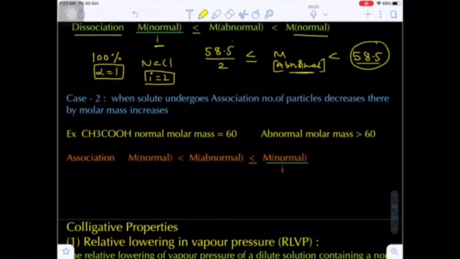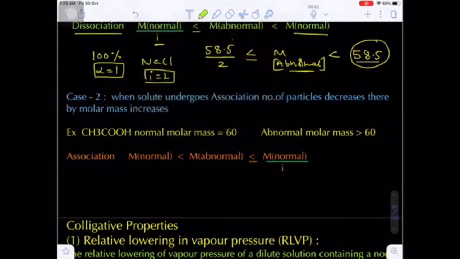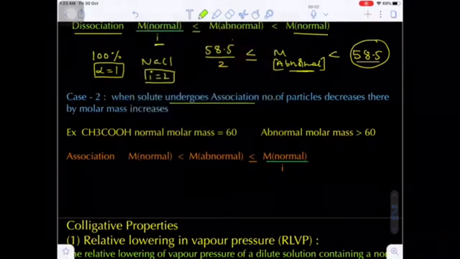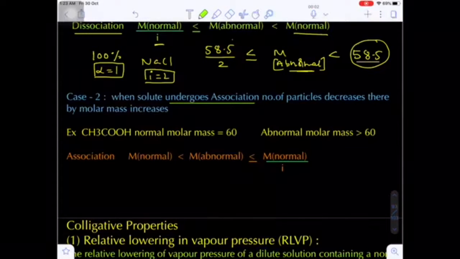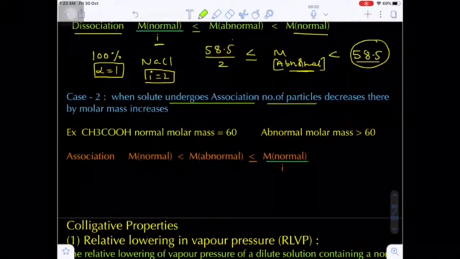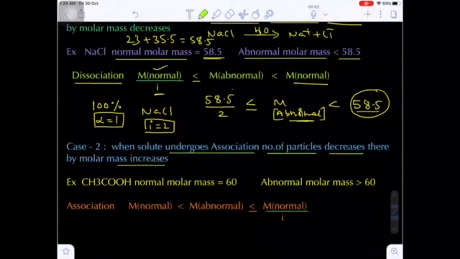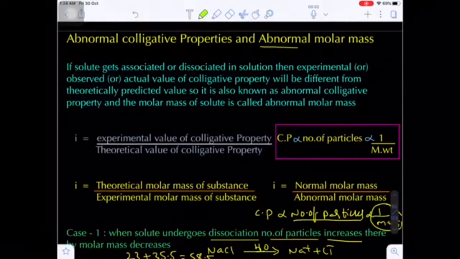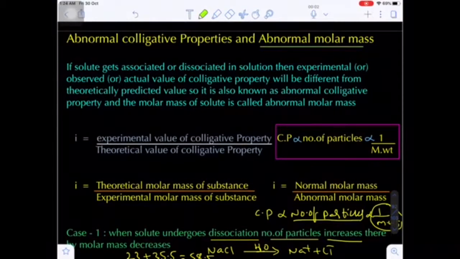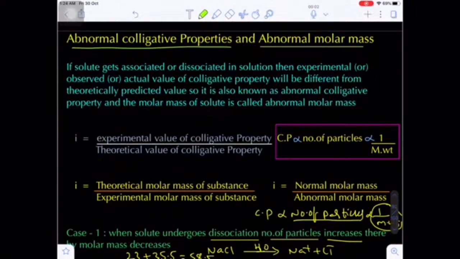Now, in a similar manner, case 2: if the solute undergoes association. When a solute undergoes association, like in the previous lecture I explained, acetic acid or benzoic acid present in a non-polar solvent like benzene undergoes association through intermolecular hydrogen bonding, according to which the number of particles decreases. When the number of particles decreases, the molar mass increases. This is called abnormal molar mass. When the number of solute particles changes, then the molar mass changes. Such molar mass is known as abnormal molar mass, and such colligative properties are known as abnormal colligative properties.